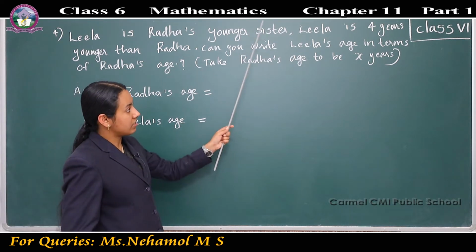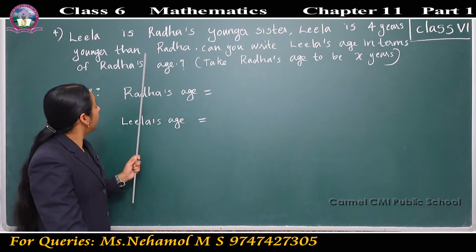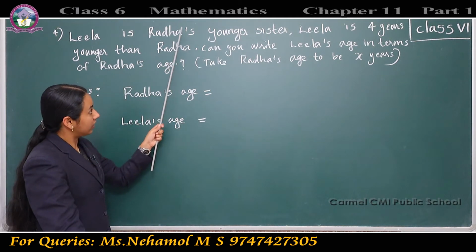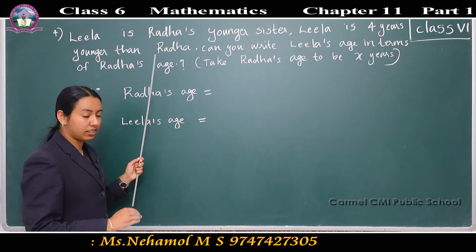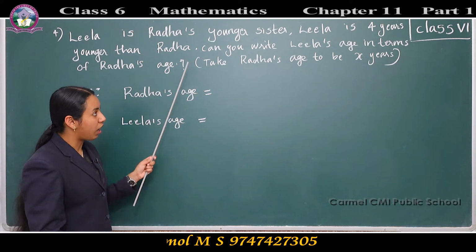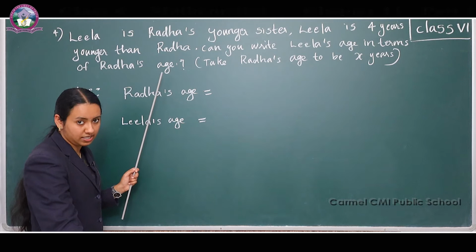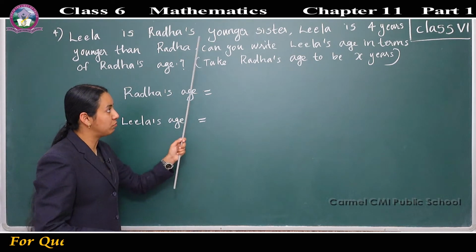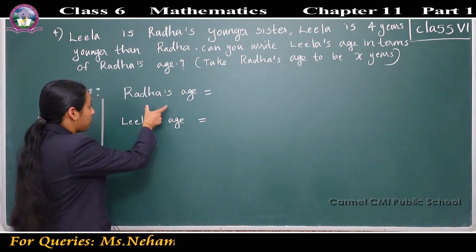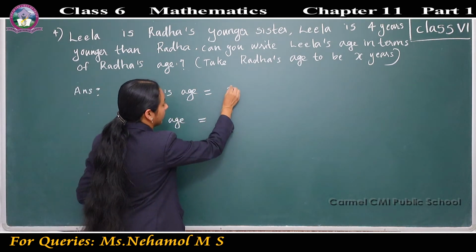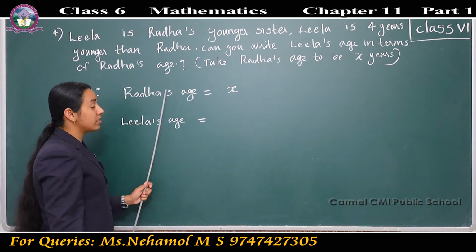Take Radha's age to be x years. What is the question? Leela is Radha's younger sister. Leela is 4 years younger than Radha. We have to write Leela's age in terms of Radha's age. Then we have to assume that Radha's age is x years. Suppose Radha's age is x years.